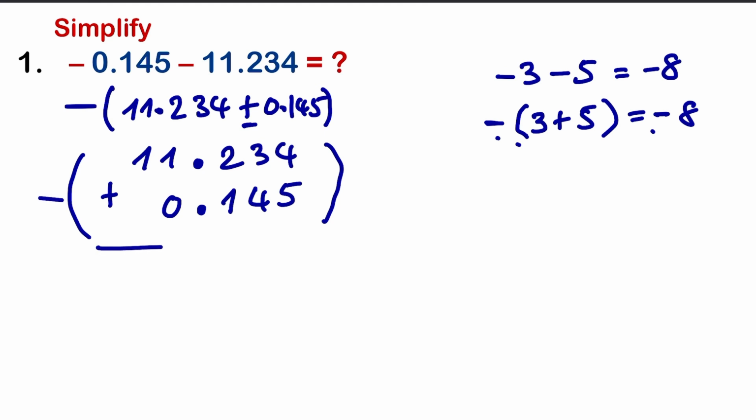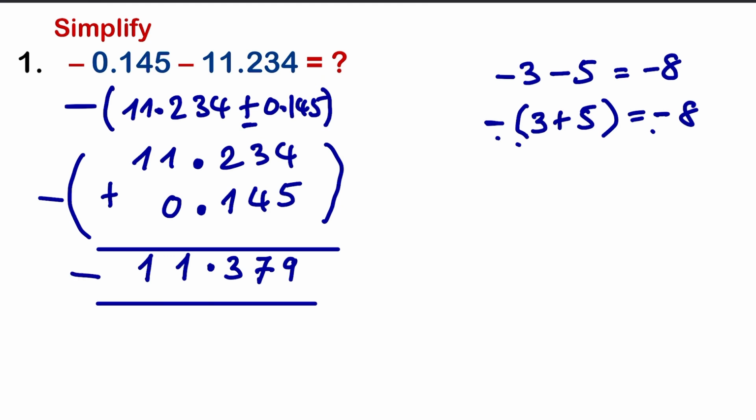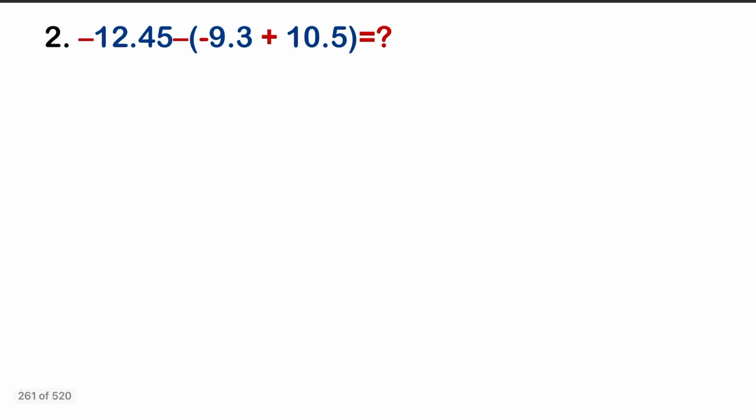Okay, so if we add this, we are going to have 4 plus 5 will give us 9. Here we are going to have 7, 3, point, here 1, and 1. So we don't forget our minus. So our answer for this question is minus 11.379.